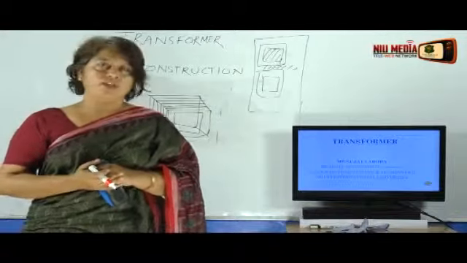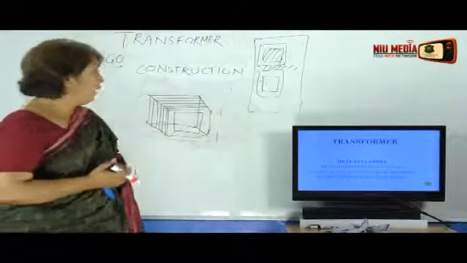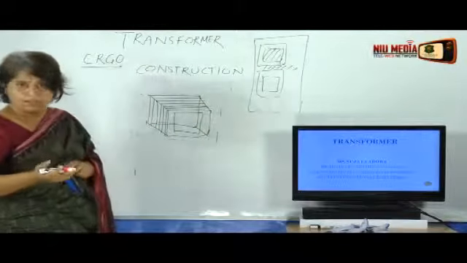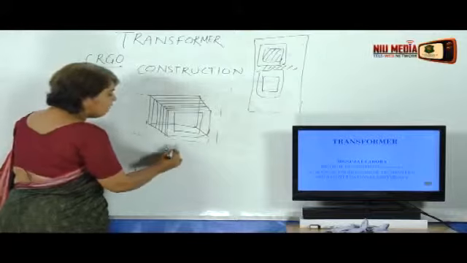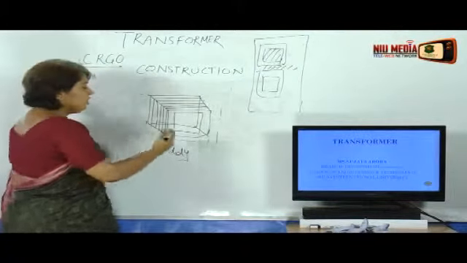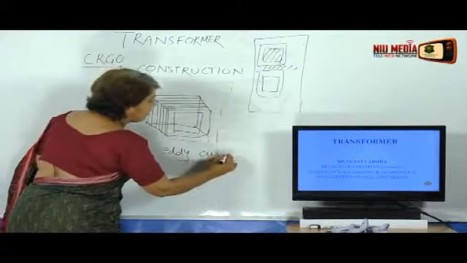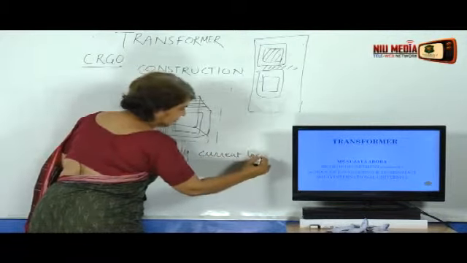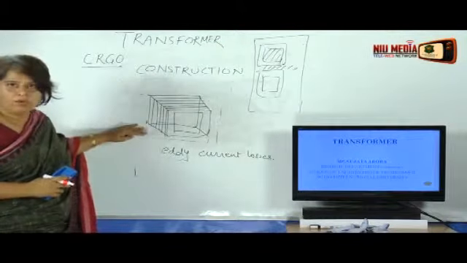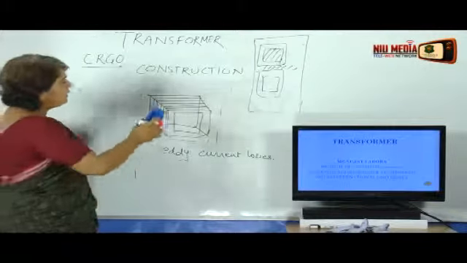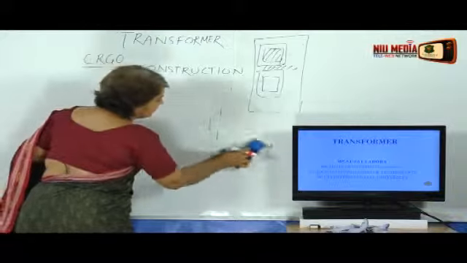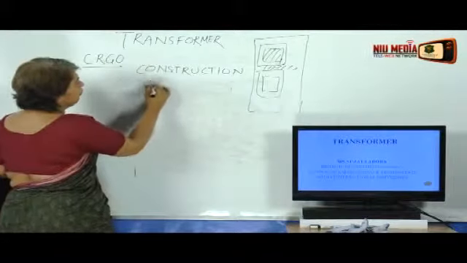Why do we make laminations? Laminations reduce the loss. Which loss? Eddy current loss. Why are we making the transformer core laminated? Just to reduce the eddy current losses. So, this is one core of the transformer. The second core of the transformer, which we have discussed, is the shell type of core.